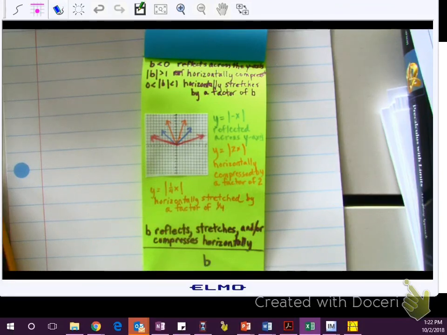So these are all the things with the b value. But the blue one is the reflection across y, but it looks exactly the same as the parent function because it's symmetrical across y. So when you reflect it across y, it still looks the same.